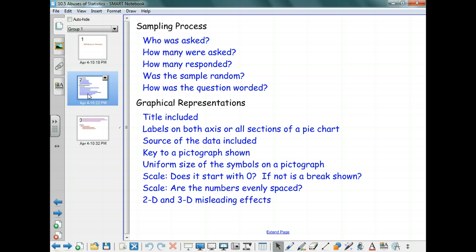Scale, I talked about this one today. Are the numbers evenly spaced? I talked about that with the stem plot or the box plot, right? Those actually have to be evenly spaced, otherwise things can look odd or not like they're supposed to. And then there are 2D and 3D misleading features, and I'll let you look at one of those in your book, because those will allow you more to look at.